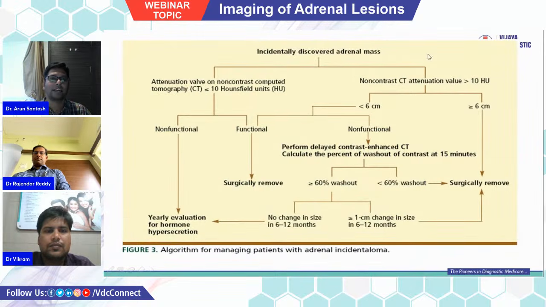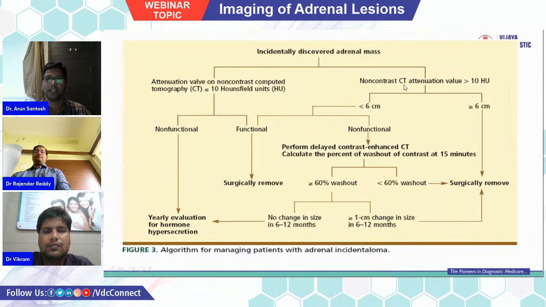Whenever we see an adrenal mass, first we go with a plain CT. If it is less than 10 HU and non-functional, just a yearly evaluation, or we can leave it like that. If it is functional, you have to remove it. If the HU value is more than 10, we have to characterize it, if less than 6 centimeters. If it is functional, anyhow surgically remove. If it is less than 6 centimeters and non-functional, perform a delayed contrast scan and calculate the percentage of washout at 15 minutes. If it is more than 60% washout, then it is suggestive of an adenoma. If there is no change in size at 12 months, again follow. If it is increasing in size, then surgically remove.